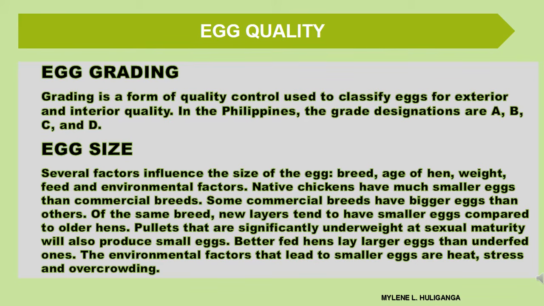Egg size. Several factors influence the size of the egg: the breed, the age of the hen, weight, feed, and environmental factors. Native chickens have smaller eggs than commercial breeds. Some commercial breeds have bigger eggs than others. Of the same breed, new layers tend to have smaller eggs compared to older hens. Pullets that are significantly underweight at sexual maturity will also produce smaller eggs. Better fed hens may lay larger eggs than underfed ones. The environmental factors that lead to smaller eggs are heat, stress, and overcrowding.